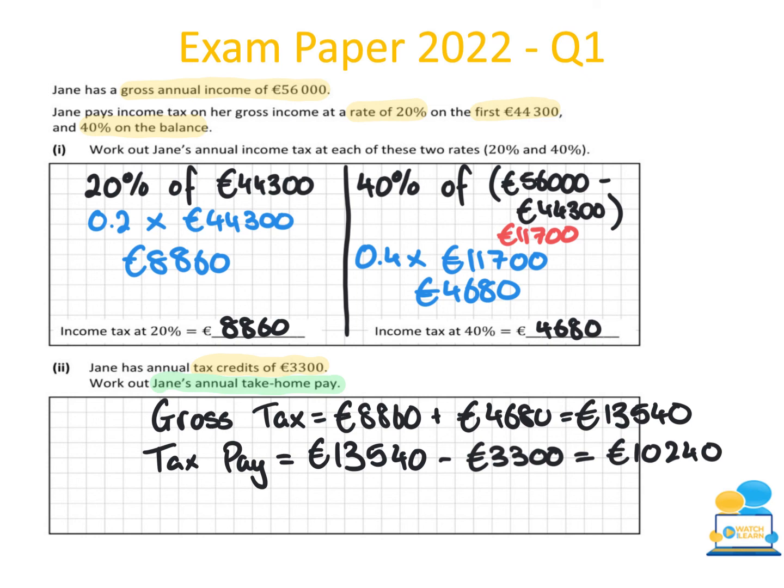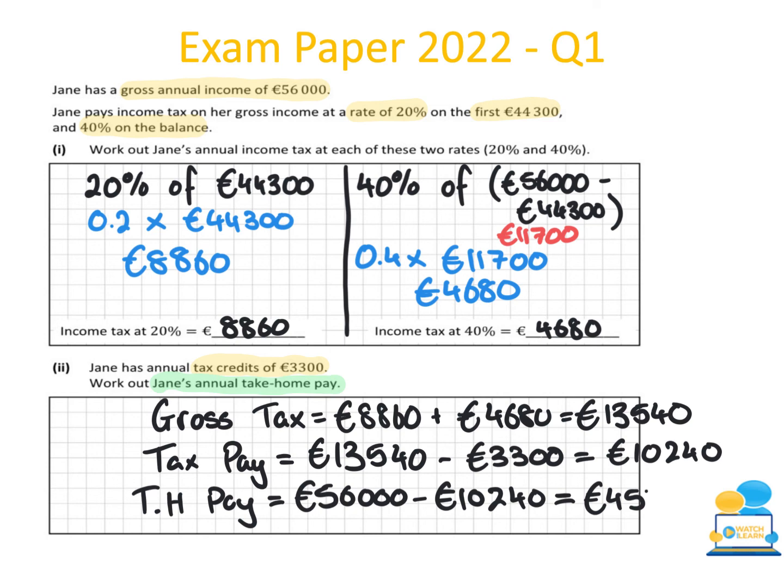To find Jane's take-home pay, we're going to take her gross income, which is 56,000, and take away her tax payable, which is 10,240. That gives Jane a take-home pay of 45,760. And that is my final answer for part 2 here. So you can see from that exam question, it's very similar to the previous examples we've done. I think some of the examples were more difficult than that. But hopefully you found that question okay and you were able to make a good attempt at it yourself.